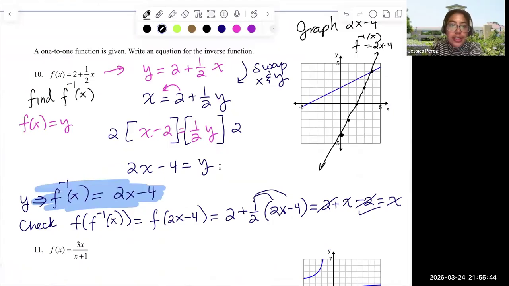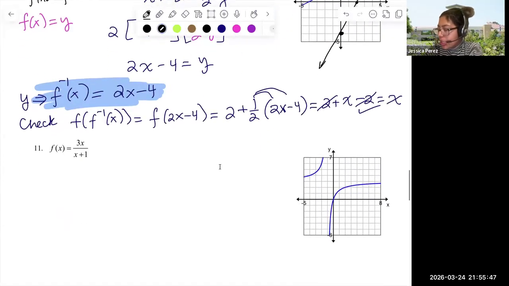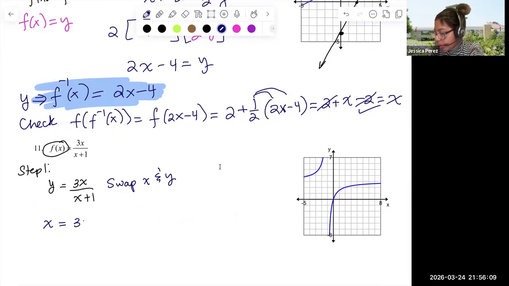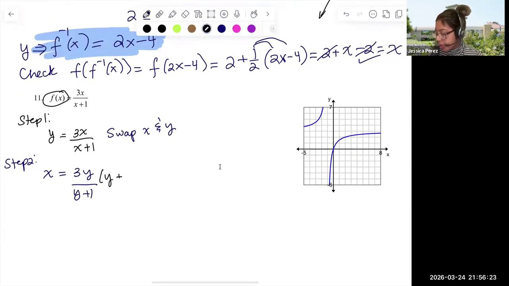Now let's move on to question 11. Question 11 is a little bit trickier because we have a rational. That's okay. So step 1, change f of x to y. So it's y equal 3x over x plus 1. And then you swap x and y. That's the next step. So you get x is equal to 3y over y plus 1. And then you multiply by the denominator. You want to solve for y.